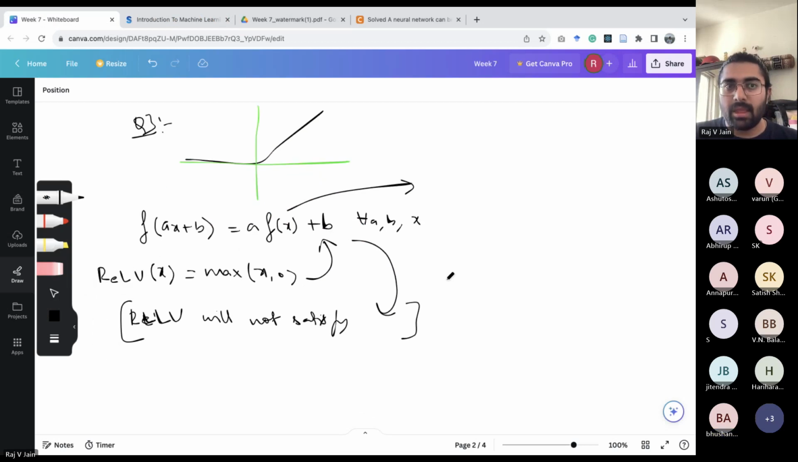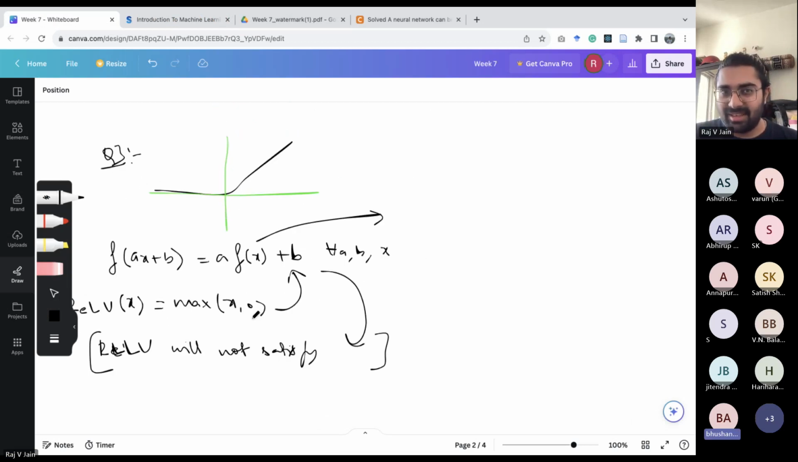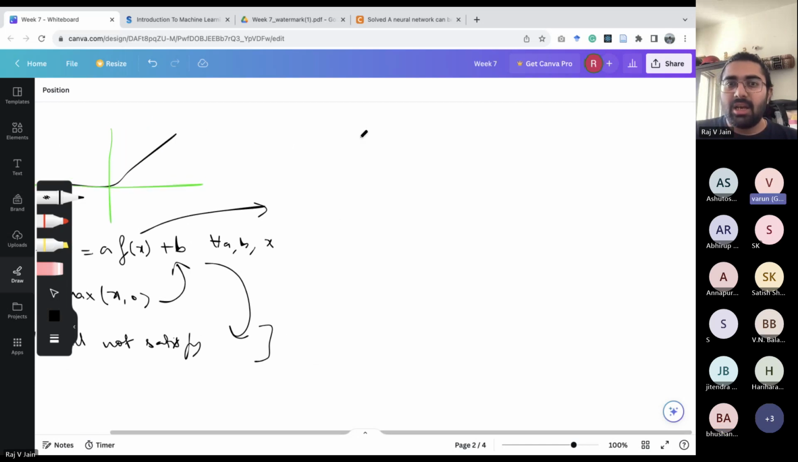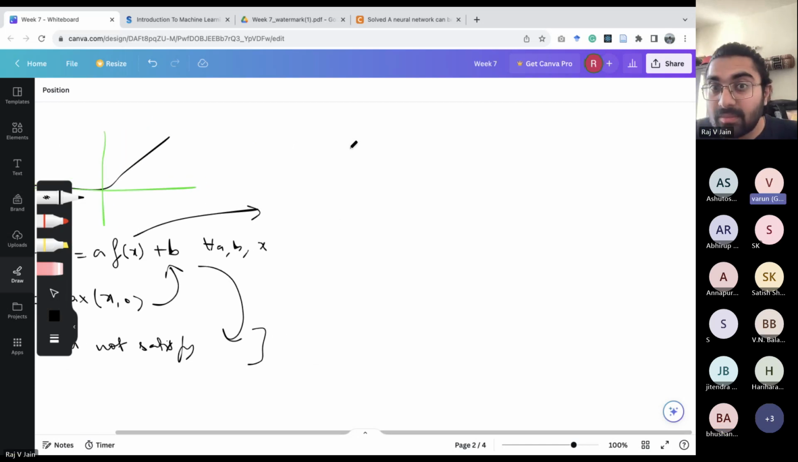Any more? NAND, which is just the inverse of AND. What else? XNOR is also there. NOR is there. What is XOR? What is XOR?